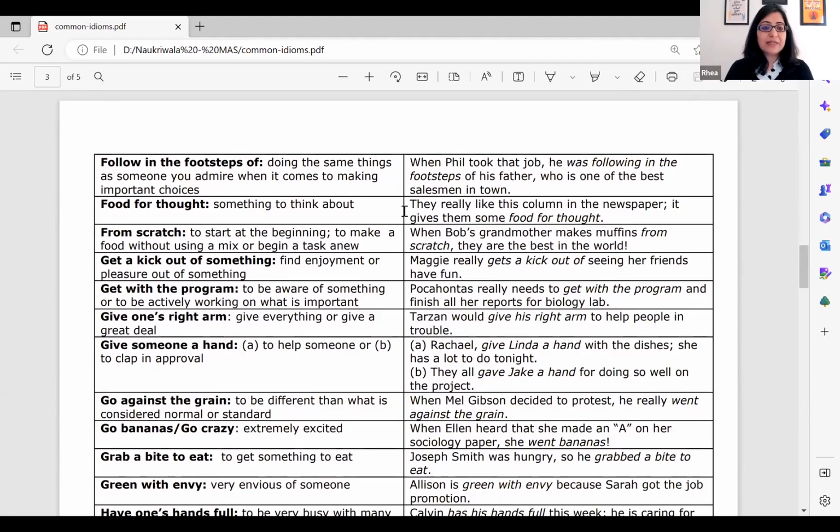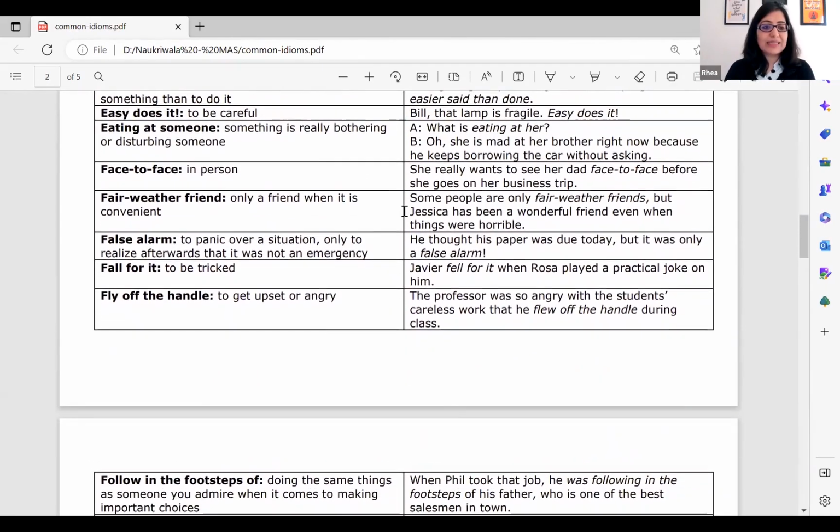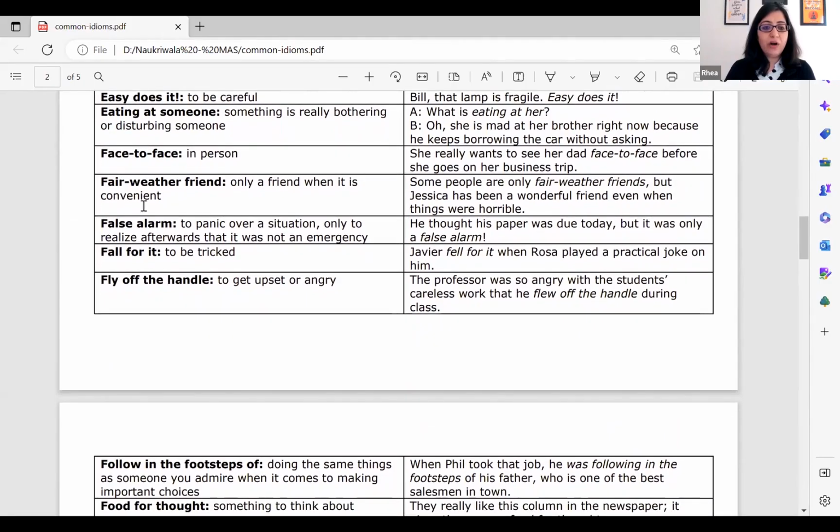All right. Let's take a pause again, and we've done quite a few idioms. Let's go back and see if we can form a sentence for any one of these idioms.